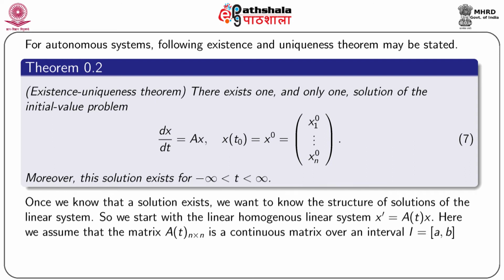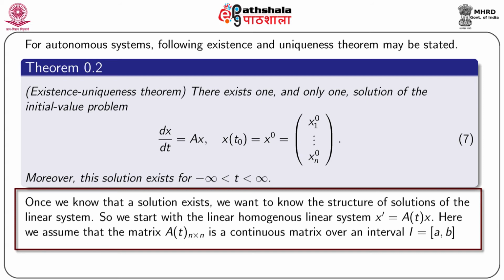For the autonomous system, the following existence and uniqueness theorem is stated as follows. There exists one and only one solution of the initial value problem dx/dt is equal to Ax, where x(t0) is equal to x0, which is equal to (x10, x20, ..., xn0). Moreover, this solution exists for all t between minus infinity and plus infinity.